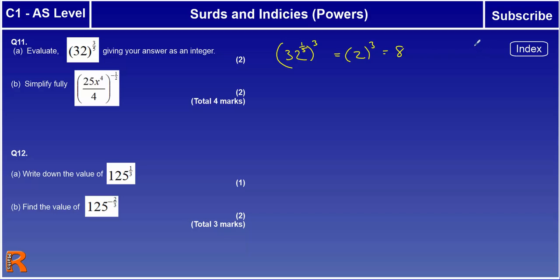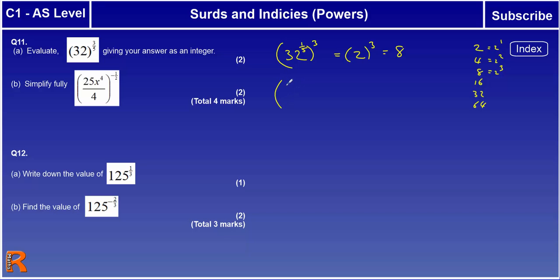Be wary of all the powers of 2: 2, 4, 8, 16, 32, 64. So this is 2 to the power of 1, 2 to the power of 2, 2 to the power of 3. They are the most common ones for these sort of questions. Simplify fully this expression to the power of minus a half.